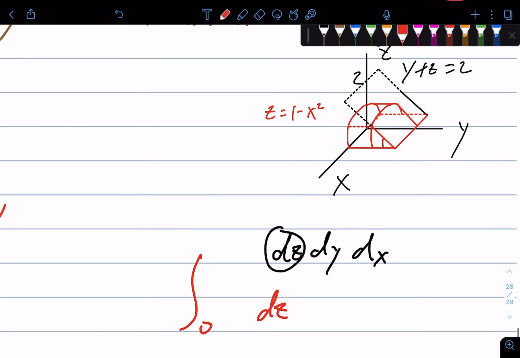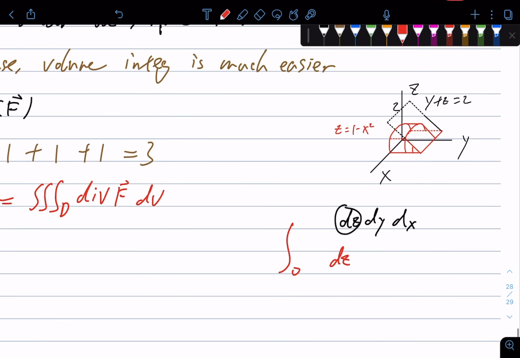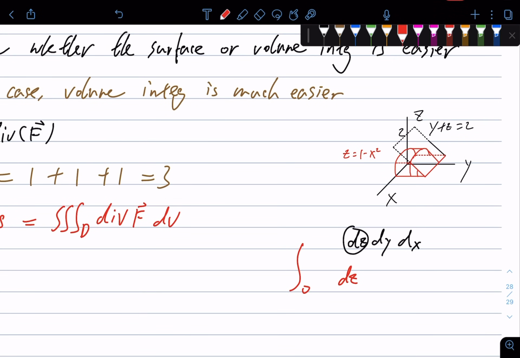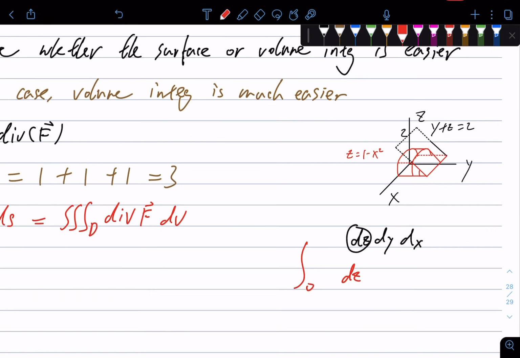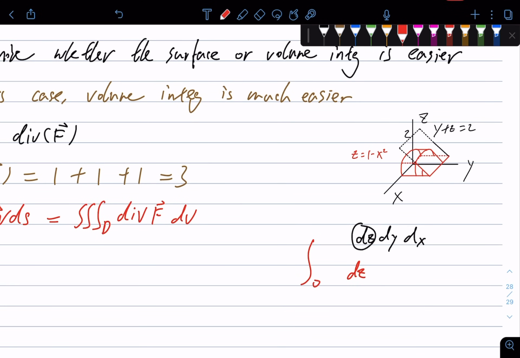Before the cylinder and the plane intersected, the z-axis was bounded by the cylinder, but after they're intersected, the region is bounded by the plane, right? So at least you have to set up two triple integrals to solve this problem, which isn't really convenient. I mean, technically you can do that, but it's just not convenient in my opinion.